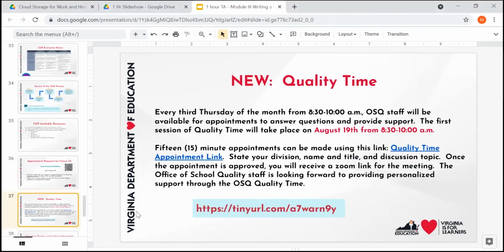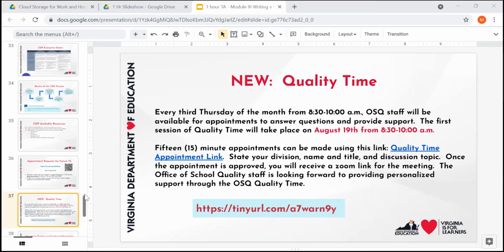We also have a new feature we wanted to share with you. Starting this month, August 19th, quality time is what we're calling it. It really is an office hours time. So if you have just a few questions today or over the next few days, where you just want clarification on something they said, or you're not sure about one part, you can sign up for a 15-minute appointment with us. It'll be quick. You bring what you want to ask, so we are prepared and can answer those questions for you.